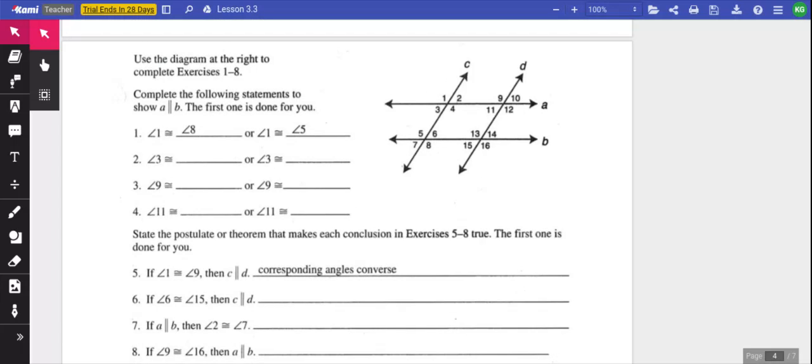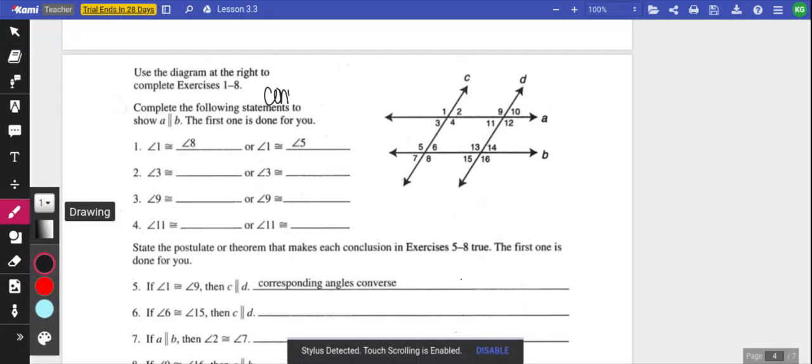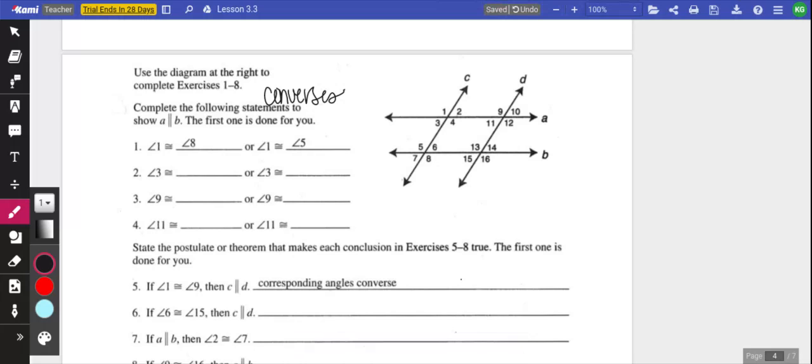In the diagram at the right, complete exercises 1 through 8. Complete the following statements to show that A is parallel to B. So if we're using angles to prove lines, these are all converses. We have angle 1, and we're trying to figure out what things it would be equal to. Well, it would be congruent to angle 8 because those are AEA, and angle 5 because those are corresponding.